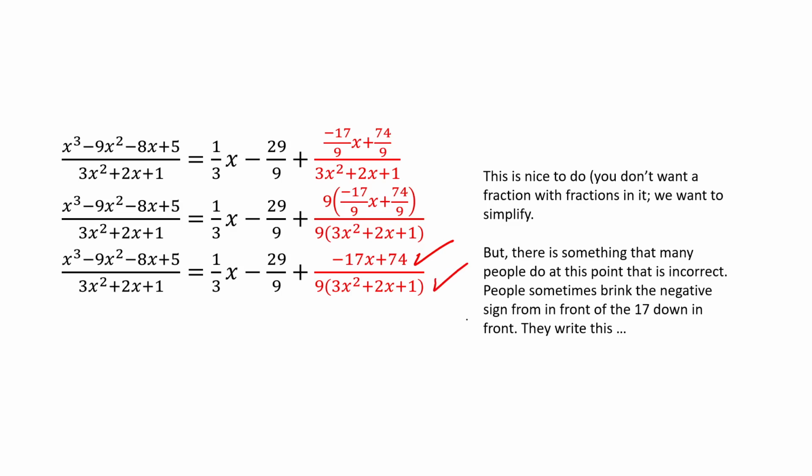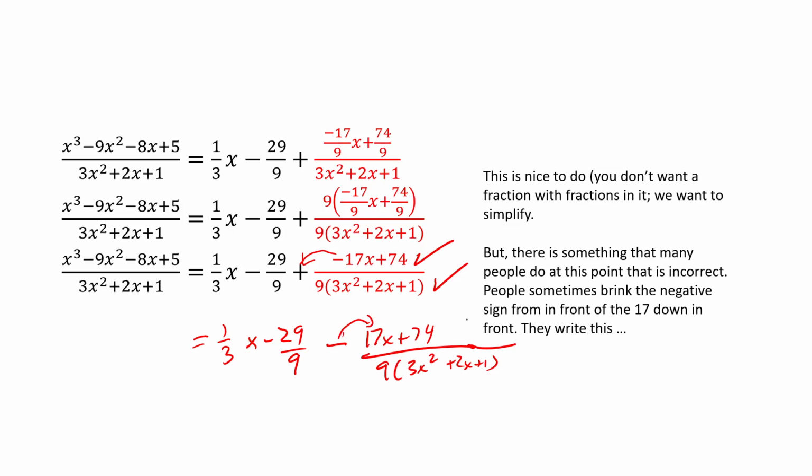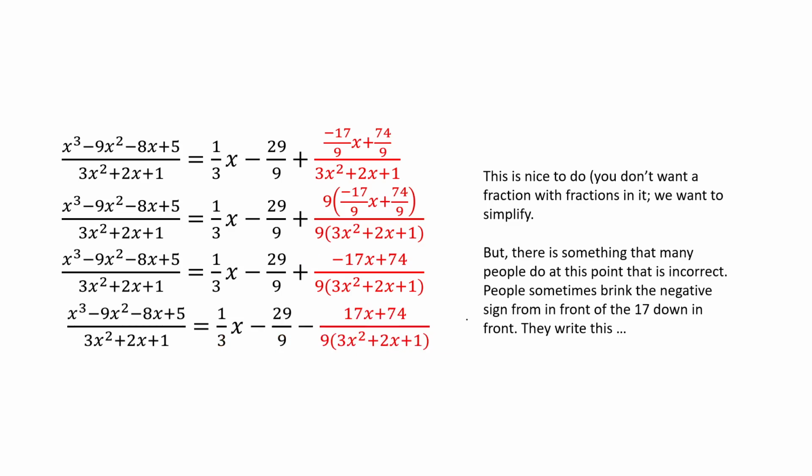But at this point, there's a mistake that sometimes people make. Sometimes what people do is they'll then say 1/3 x minus 29 over 9 minus, they'll take this minus sign, bring it down, and then they'll say 17x plus 74 over 9 times 3x squared plus 2x plus 1. But unfortunately, that's wrong because this minus sign, when it's in front like that, distributes to the 17x and to the 74. So if you're going to take that minus sign and put it in front, make sure that middle portion becomes a minus sign. Therefore, it would ultimately be that you would be adding 74 in that numerator.